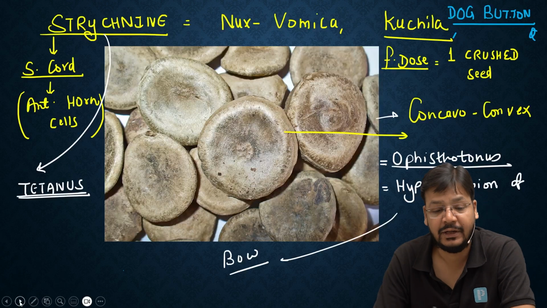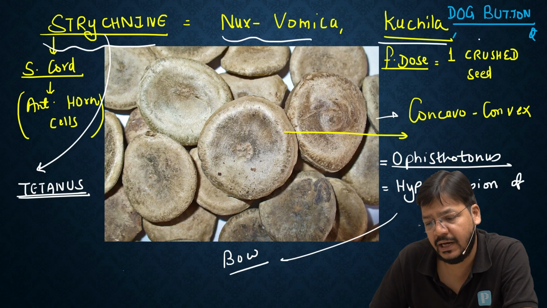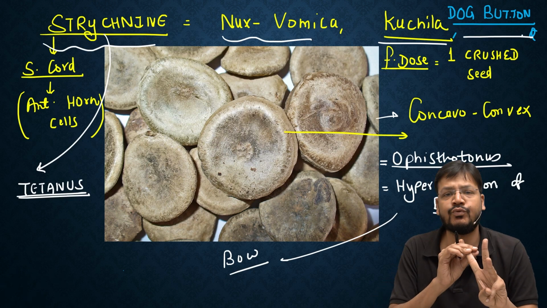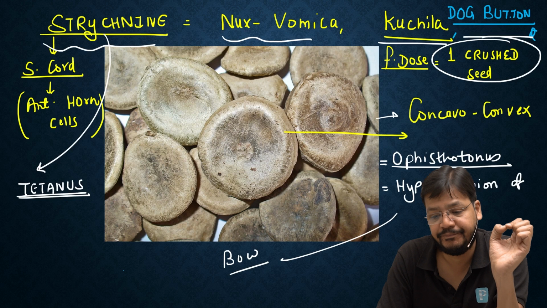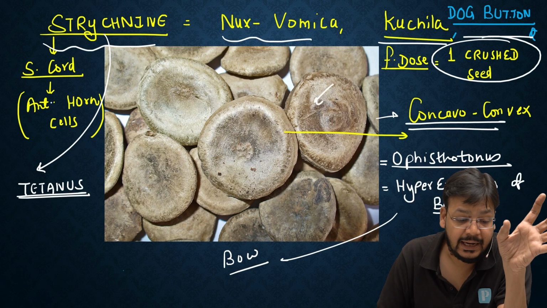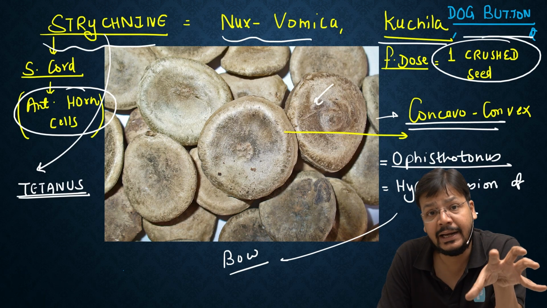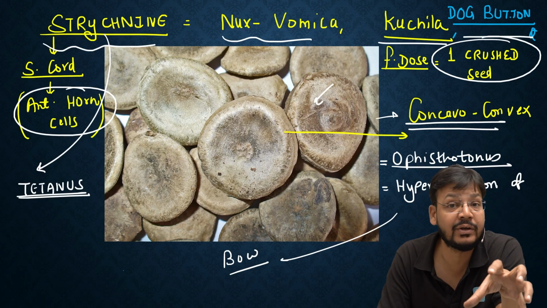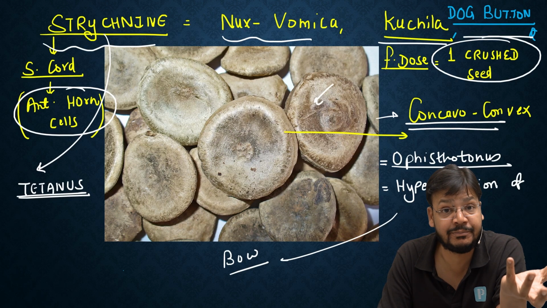Strychnine, my dear friends, is Nux vomica, kuchila or dog button. Three names: Nux vomica, kuchila, dog button. Fatal dose is 1 crushed seed. Seeds are concavo-convex. You can see this picture. It acts on the spinal cord anterior horn cell, where it inhibits glycine on the Renshaw cell. Glycine is an inhibitory neurotransmitter.